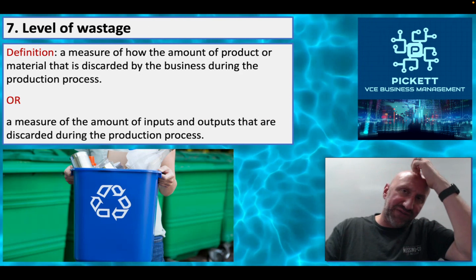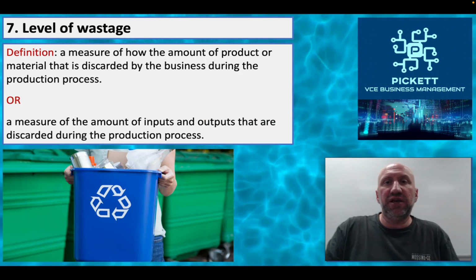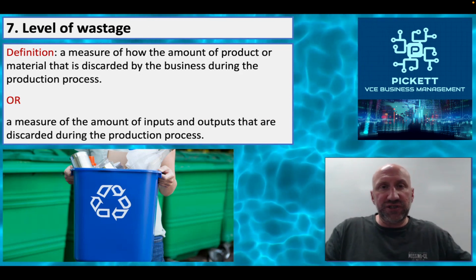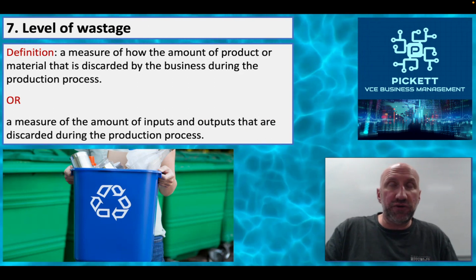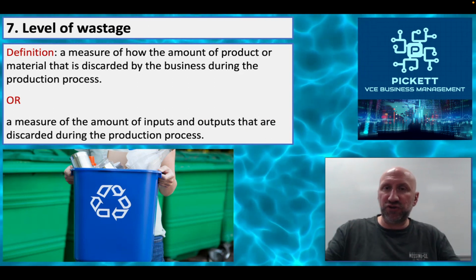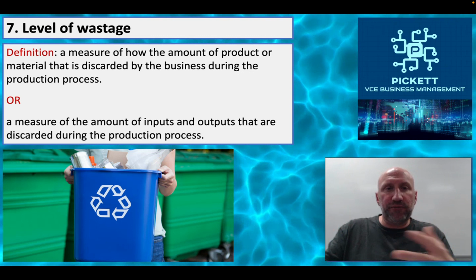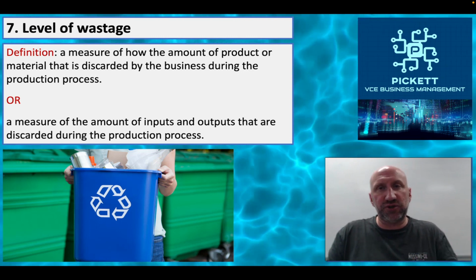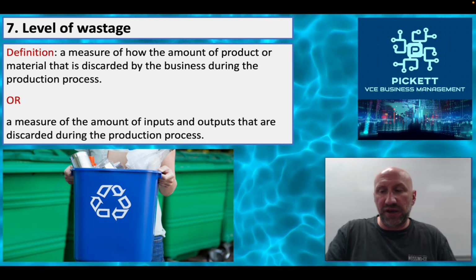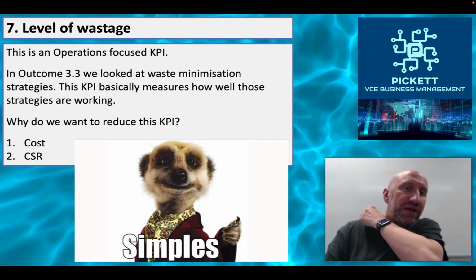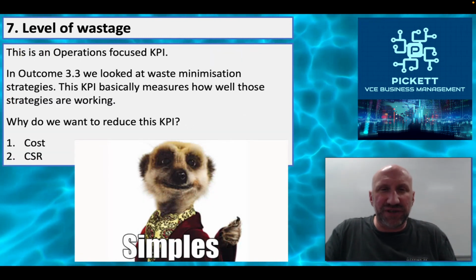Level of wastage, our seventh KPI. So this obviously relates directly to operations management from the end of Unit 3. A measure of the amount of product or material discarded by the business during the production process. You would have had that earlier on. So this is an operations-focused KPI.